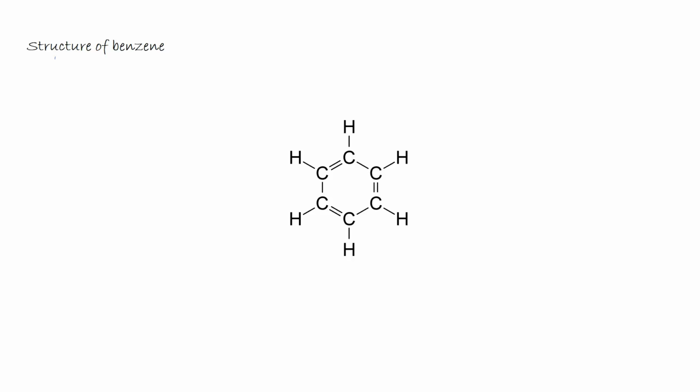First of all then, let's have a look at the structure of benzene. It's made up from 6 carbons and 6 hydrogens, and these form a cyclo ring, and they are hexagonal in shape. It was first suggested by an individual called Kekulé that this structure really was a double bond, single bond, double bond, single bond, double bond, single bond structure.